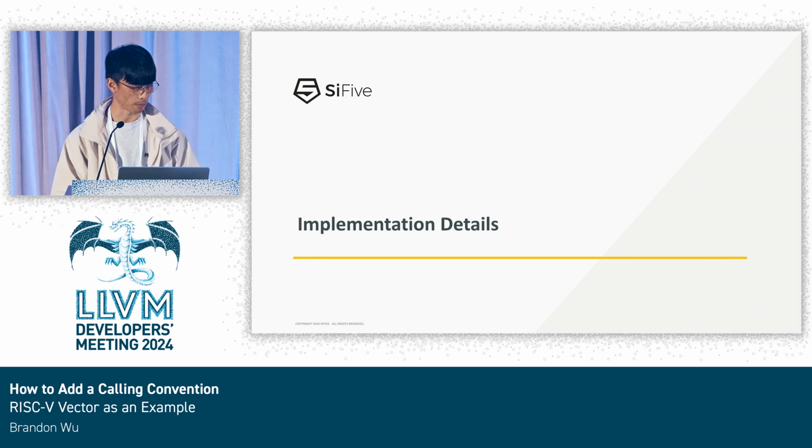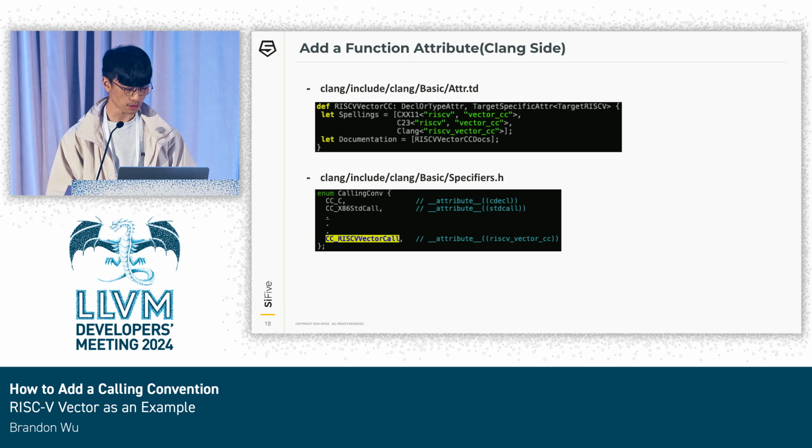Okay, let's talk about implementation details. To enable the calling convention, we need an attribute to pass the information from the front end to the back end. And there are some files that need to be modified to get it to work. The first file is called Attr.td, and this file gathers all of the attributes with different aspects.